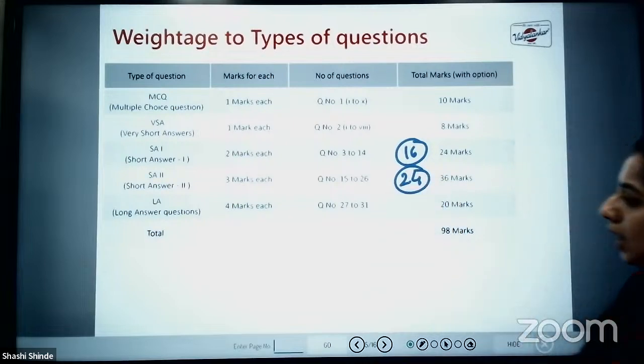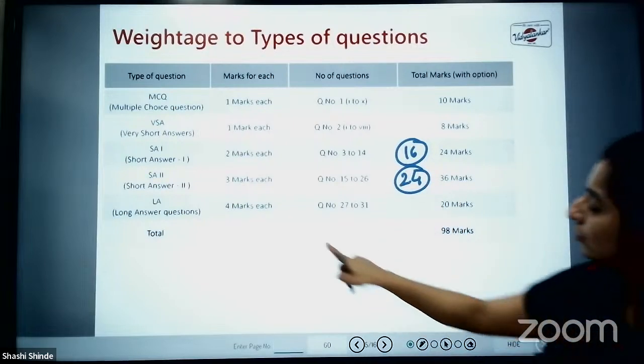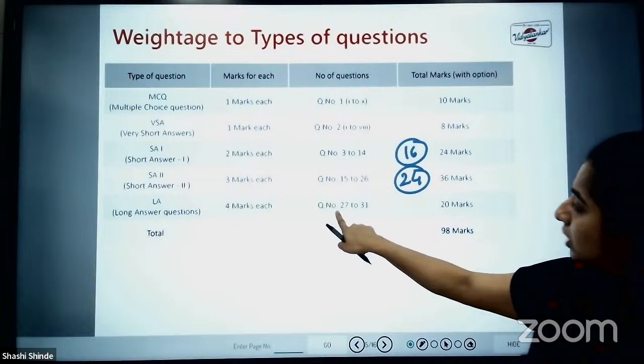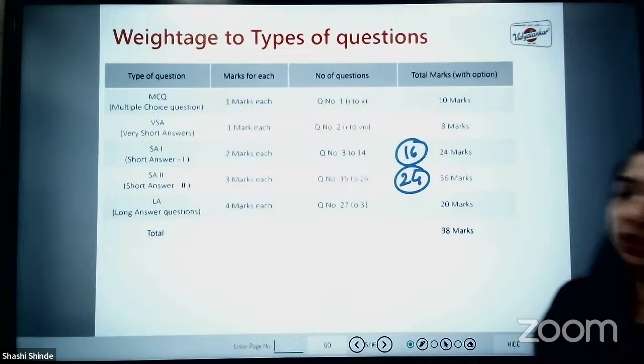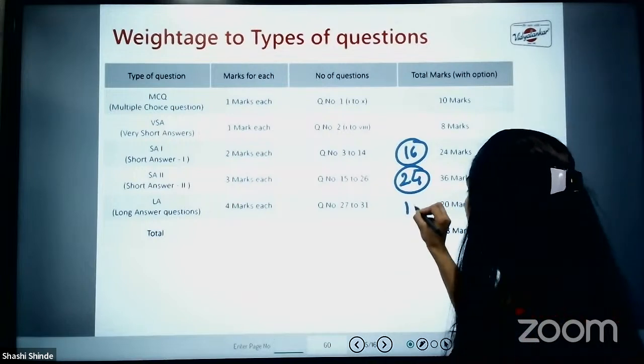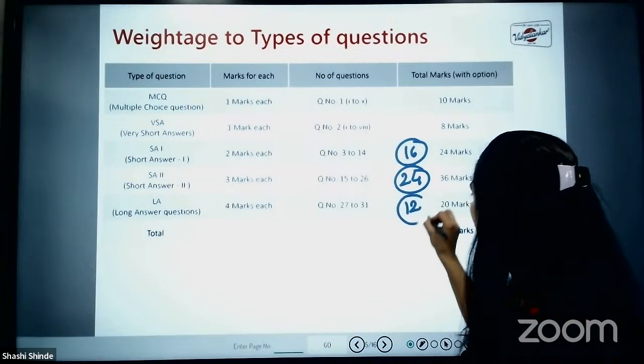Then in section D you will have 4 marks each. Questions number 27 to 31, 5 questions, out of which you are just going to solve 3 questions. 4 marks each, 4 threes are 12. So this is for 12 marks.